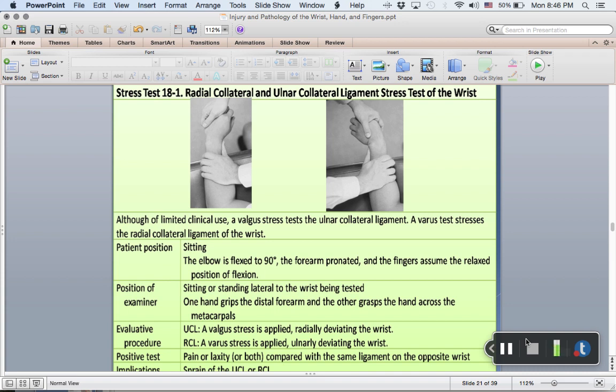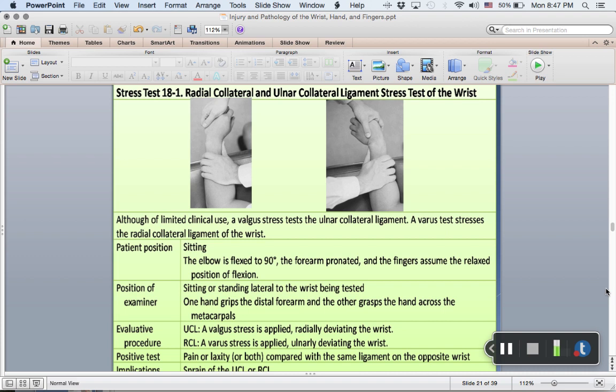Then a valgus stress is applied, which radially deviates the wrist, and that is testing the UCL. And a varus stress, causing ulnar deviation, tests the RCL. These tests are considered positive if there's pain or if you sense laxity. The best way to do that is oftentimes to compare bilaterally. In some instances you may have a wrist sprain of both.